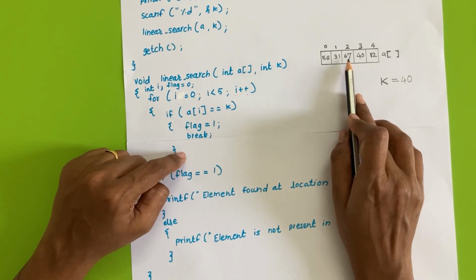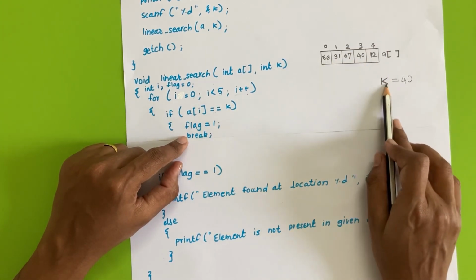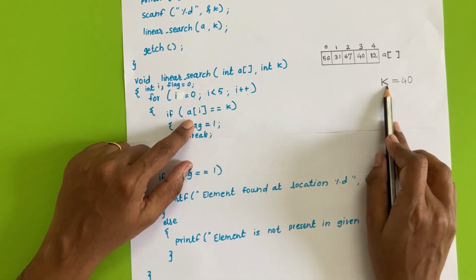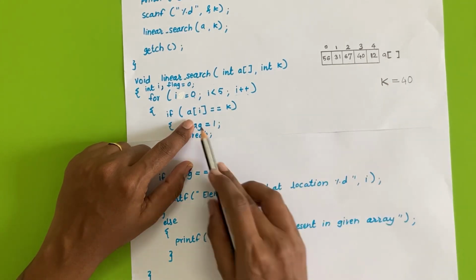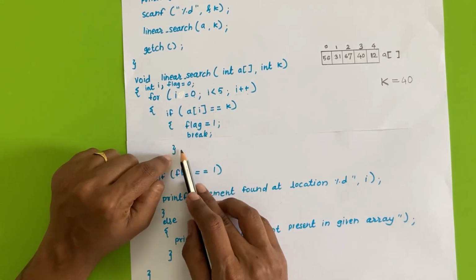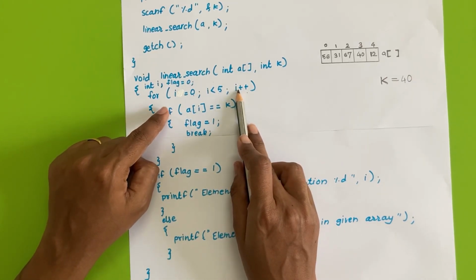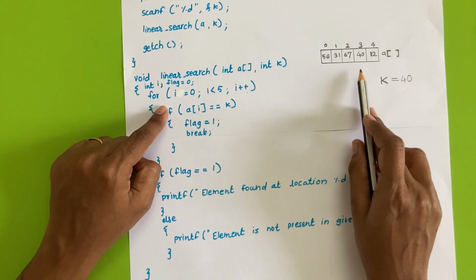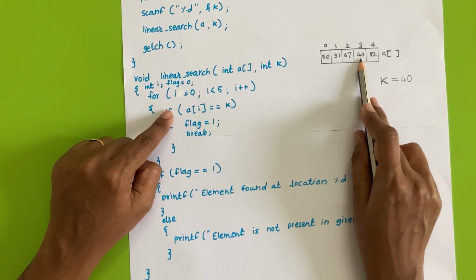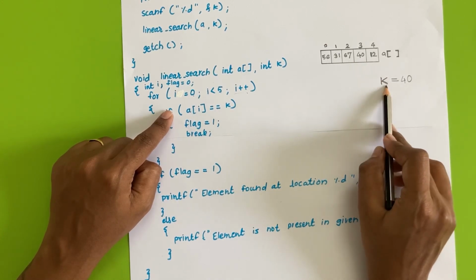Now my value of I is 2. So it will compare A of 2 with K. A of 2 is 67 and the value of K is 40. Again it does not satisfy this condition, so it will come back to increment I. So now the value of I is 3. So A of 3 is equal to 40. It will get compared and it matches the condition.